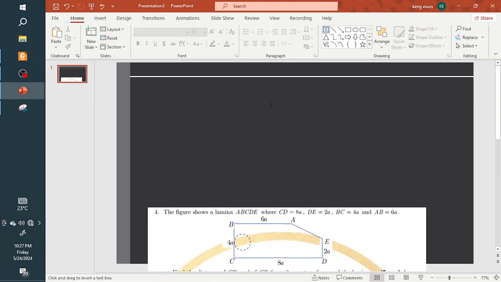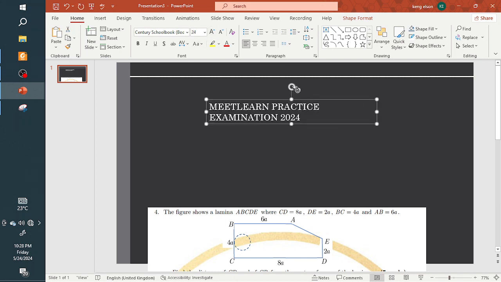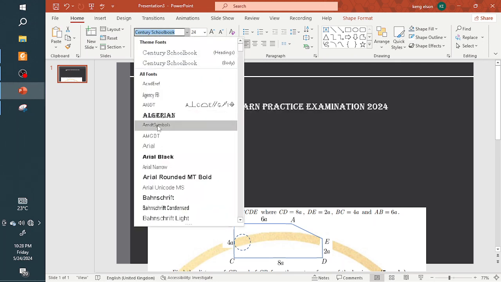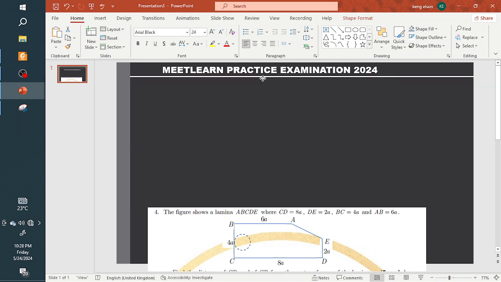Take a text box, draw the text box, then write inside Midland Practice Examination 2024. Take it to 24. Change the font to Arial Black. Place it here.